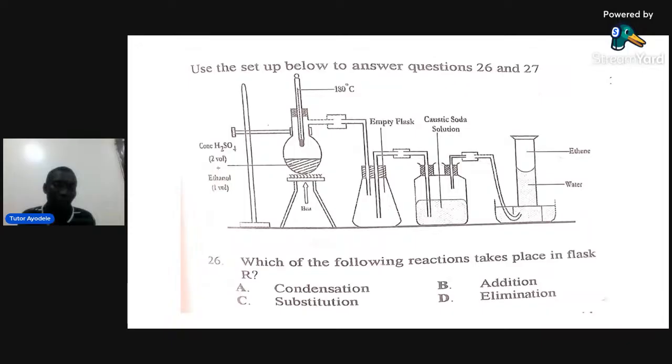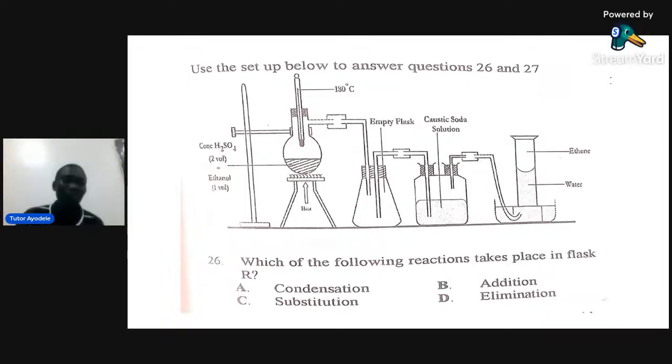Okay? Now, this is a question I want to throw to you guys. What is the function of that caustic soda, that is sodium hydroxide, if you are preparing ethene? They added sodium hydroxide there. You can see it. It was added here. So what is the function of that sodium hydroxide?